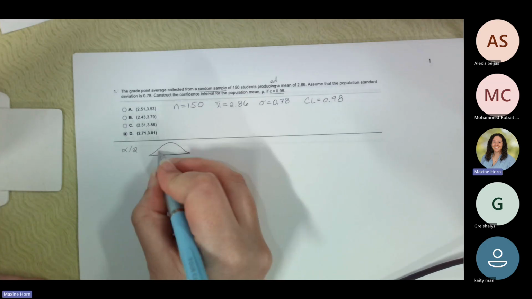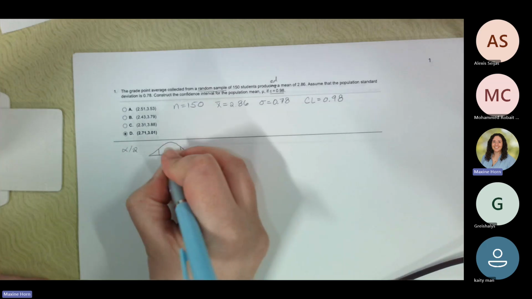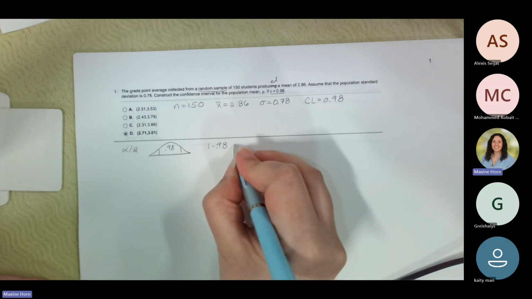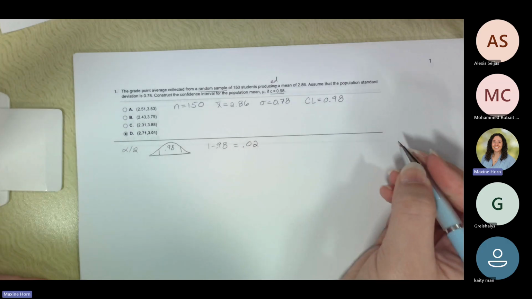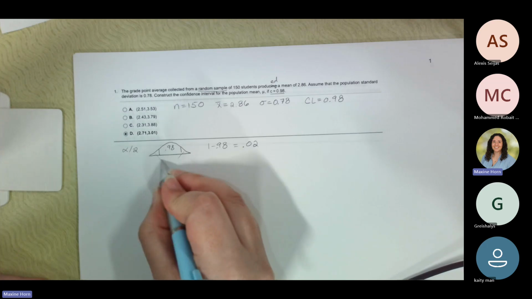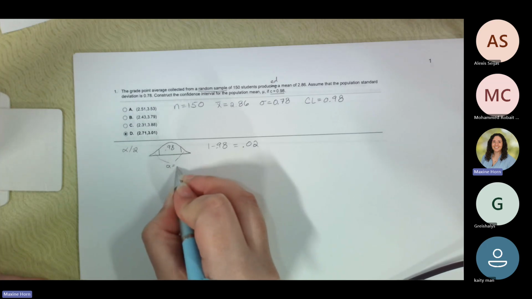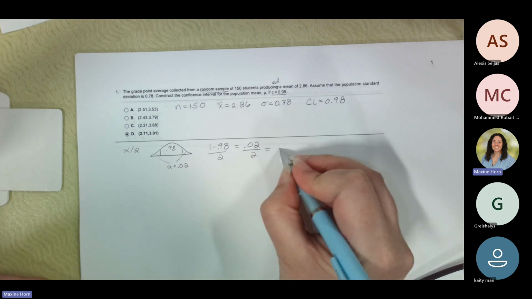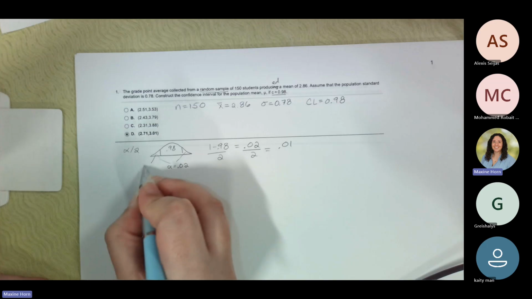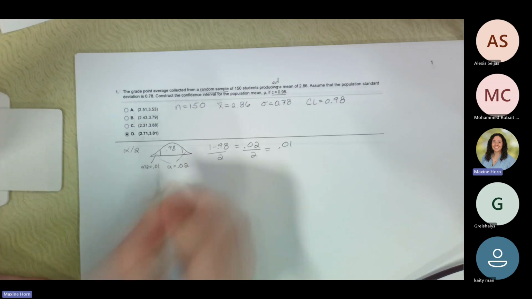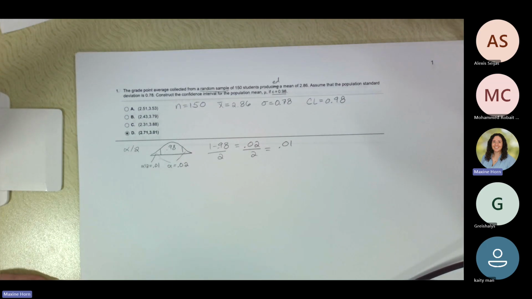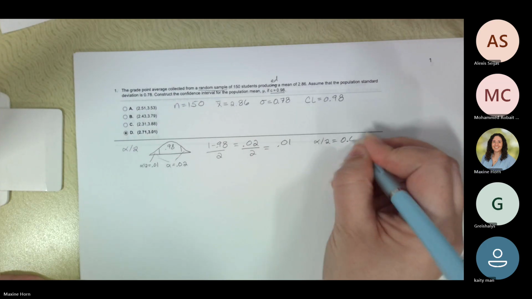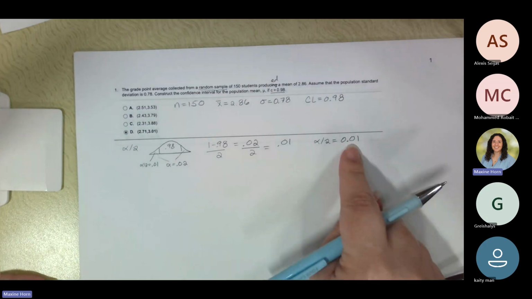So we have just kind of a visual of what's happening here, right? We have 98%, okay? So 1 minus 98% is going to give us 2%, right? So this tail plus this tail all total, that's our alpha, is 2%, but we want to cut that in half. We want just one tail, alpha halves, is 1%, right? Does that make sense? So alpha halves is 0.01.